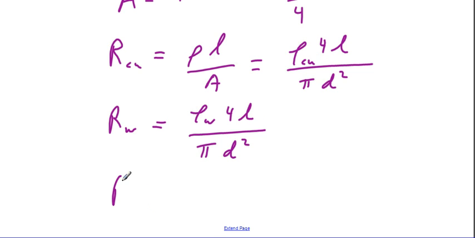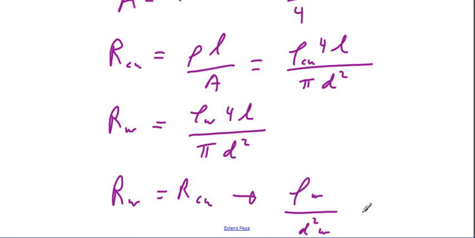Okay, so rho W is rho copper. And by the time we get rid of all the things that are the same, everything's the same except for the diameter, since the length is the same. All right, so I'm going to have rho tungsten divided by d squared of the tungsten is equal to rho copper divided by d squared of the copper. Okay, well that seems reasonable.